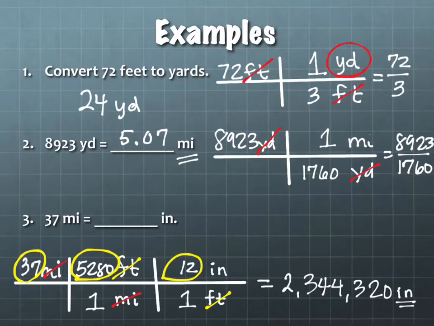This is in inches because inches are what my last unit is right here. So if I were filling it in the blank spot, this would be 2,344,320. If we had gone to yards first, we would just have to do it another time because we would have had miles into yards, and then yards into feet, and then feet into inches.